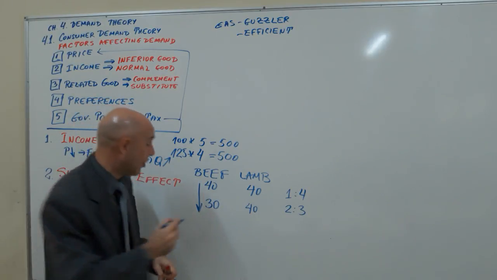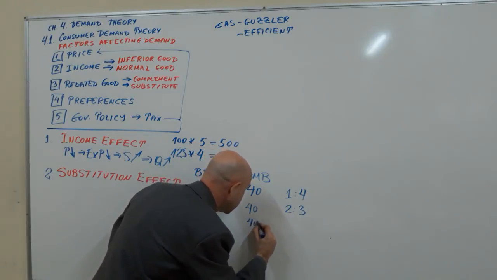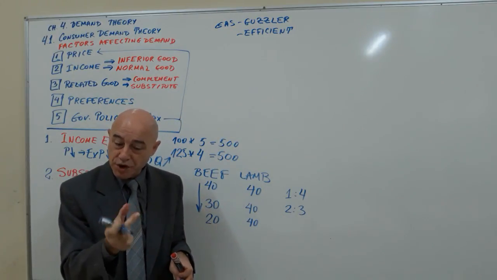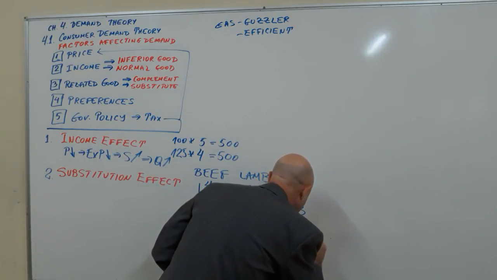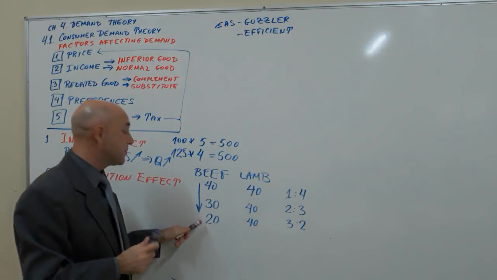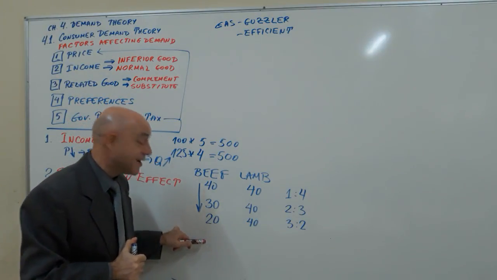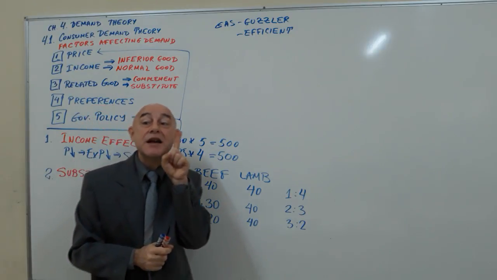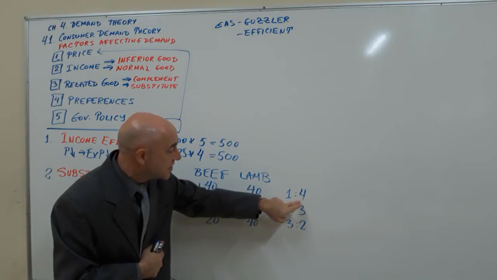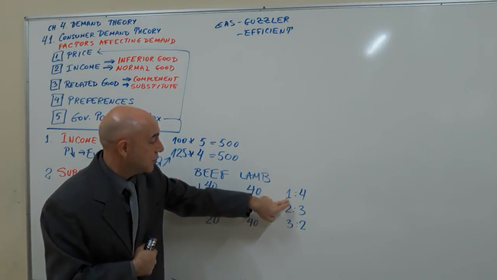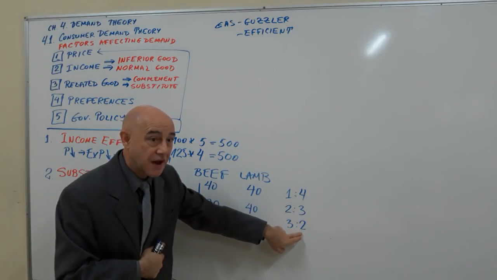Now, it's a lot more effective if the price is 20 and this is 40. I may switch a little bit. I may say, okay, I'll eat 3 and 2 just because it's cheaper. But this is the substitution effect. In a substitution effect, I'm choosing the same total quantity. 1 plus 4 is 5, 2 plus 3 is 5, 3 plus 2 is 5.